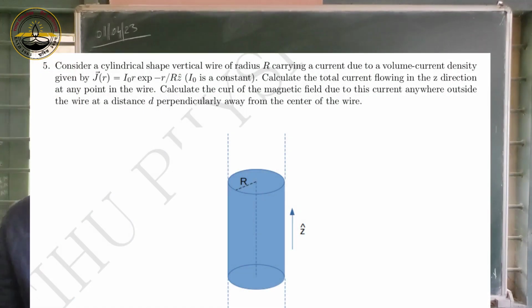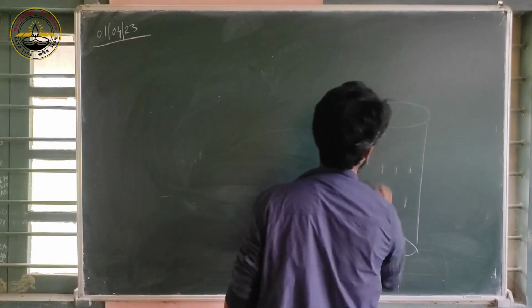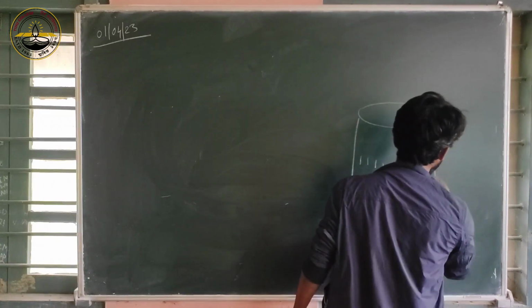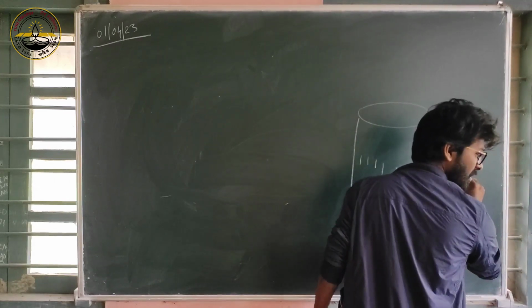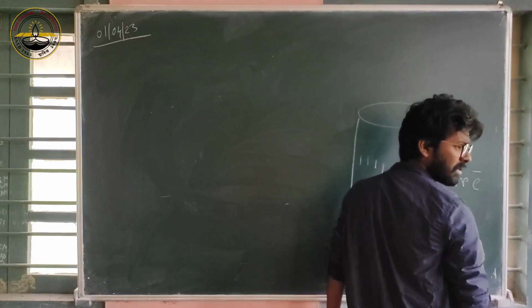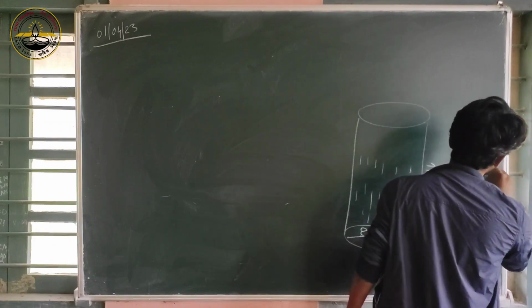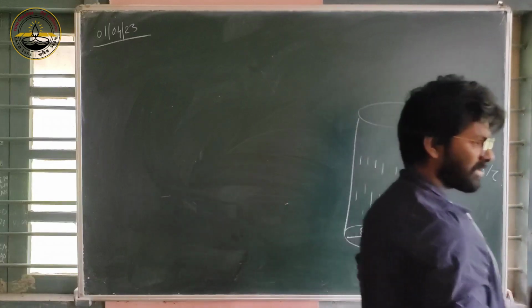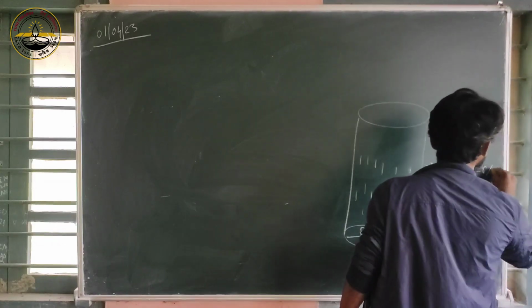Okay. Next. Consider a wire of radius R, with some current flowing upward, with density given by J equal to what? I naught and e to the power minus r divided by R. Its direction is along Z.